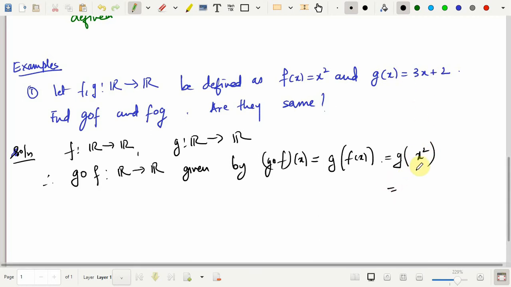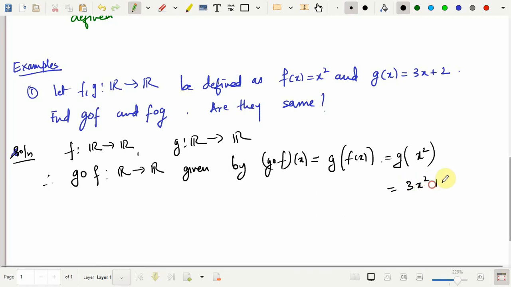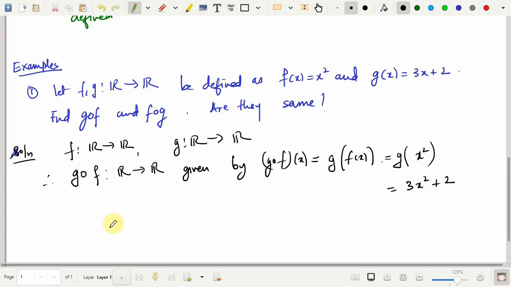So instead of x, you'll have this x square, so this would be same as 3x square plus 2. So that's your g composite f. This is how it is defined.